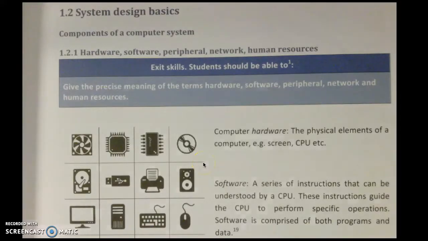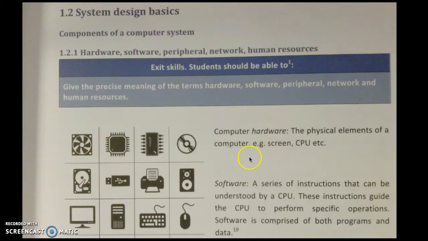Guys, for the IB diploma test, you need to know a bunch of terms. So for the first set, under System Design Basics, components of a computer system, you need to know the precise meaning of these terms: hardware, software, peripheral, network, and human resources. This means you need to pretty much know this stuff verbatim, what it says.